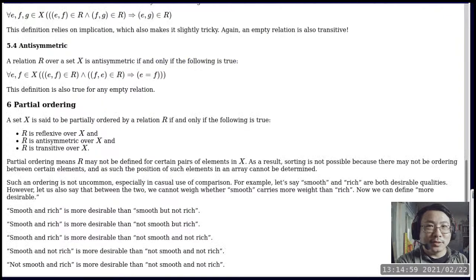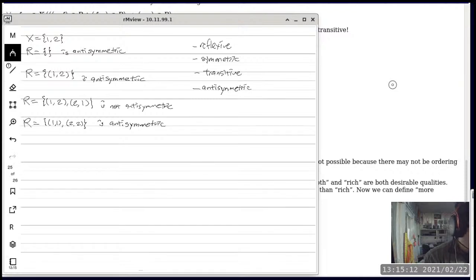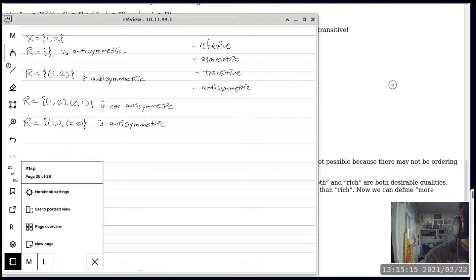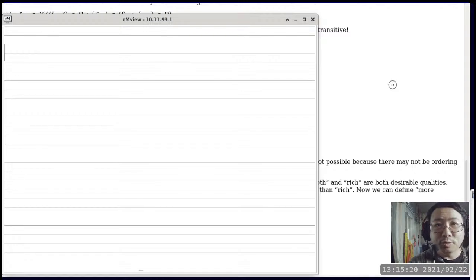But the idea is there are 4 ways to arrange rich versus smooth. You can read the text, but I'm going to use the tablet to show you those 4 cases. I'm going to make a sort of truth table out of this. So we have rich, and then we have smooth. We have true, true, false, false. Then we have true, false, true, false. So there are 4 ways to arrange.